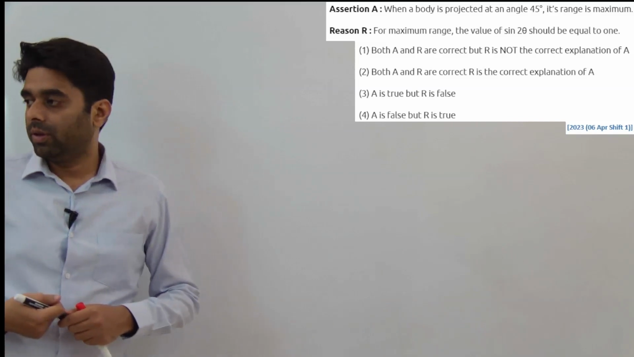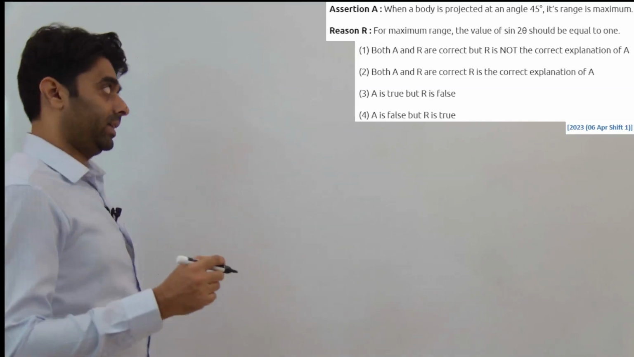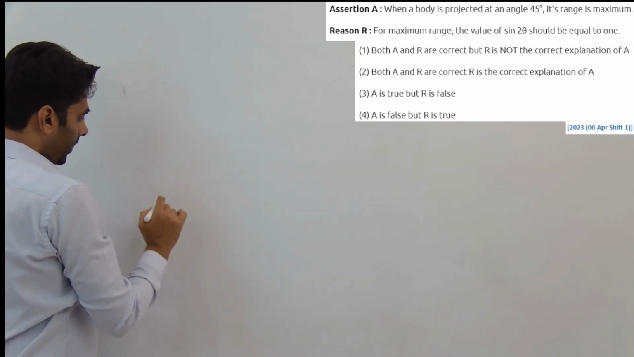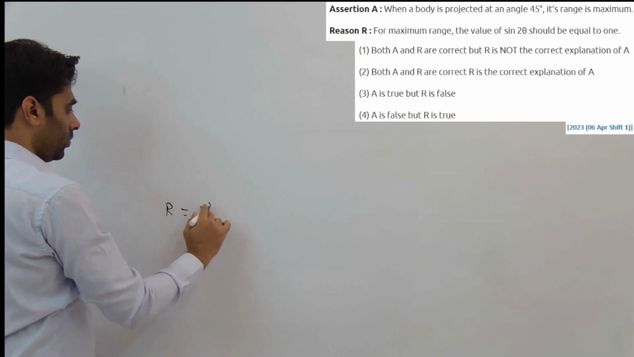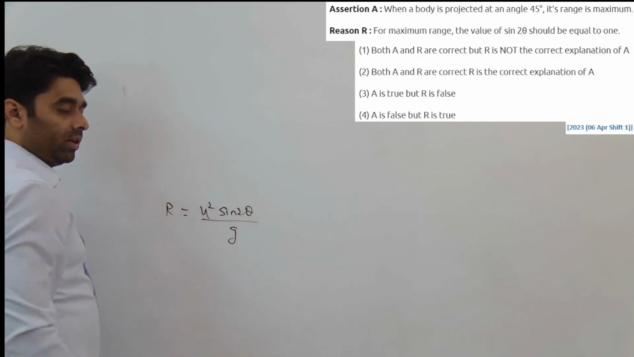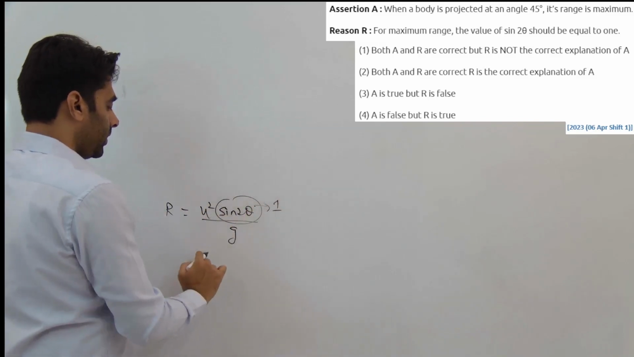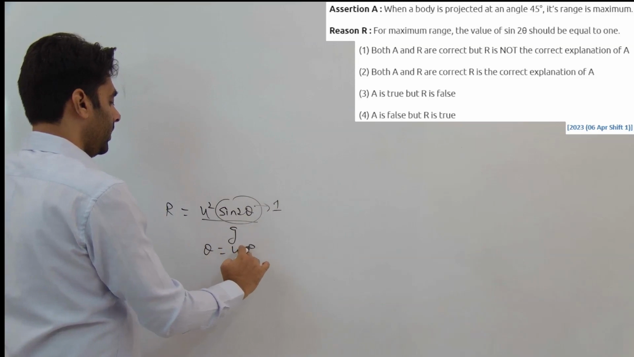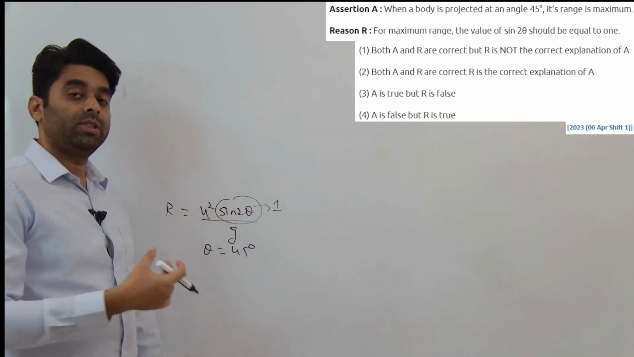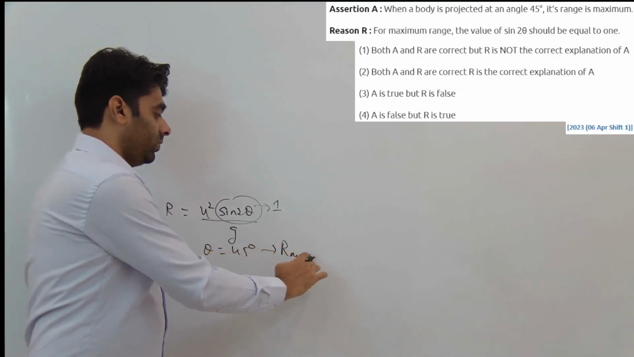It says when a body is projected at an angle of 45 degrees, its range is maximum, right? What is our range? Range is given as u square sine 2 theta by g. When do we get maximum range? When this value is 1, and for that theta should be 45, right? We know this. This is very basic information that maximum range happens at theta equals 45. So this is a correct statement.